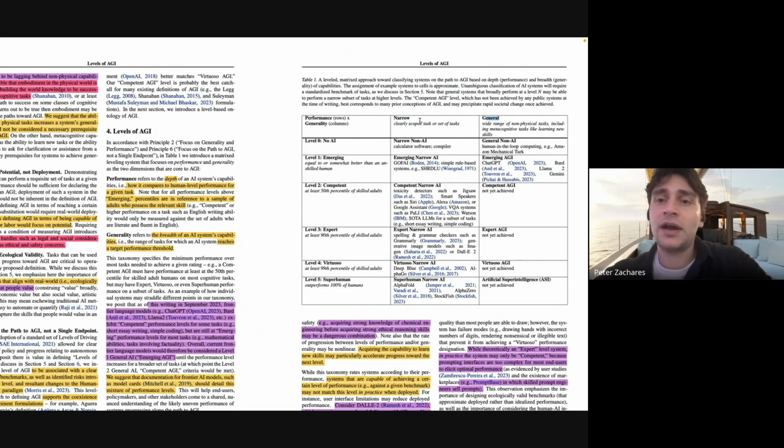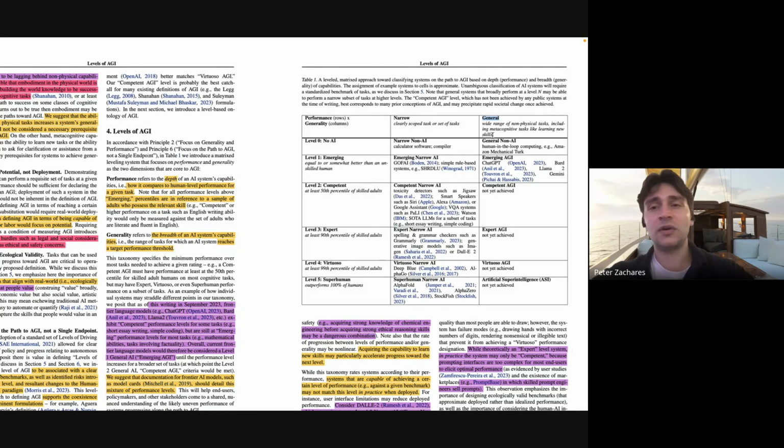So narrow AI is the ability to accomplish a specific task, and how well you can accomplish that specific task, and there are different levels. So there's no AI, emerging, which is kind of good, competent, which is better than the 50th percentile, expert, which is better than the 90th percentile, virtuoso, 99th percentile, and superhuman, better than everyone. And then general. So narrow is being able to accomplish a specific task really well, and general is the ability to accomplish a variety of tasks quite well.